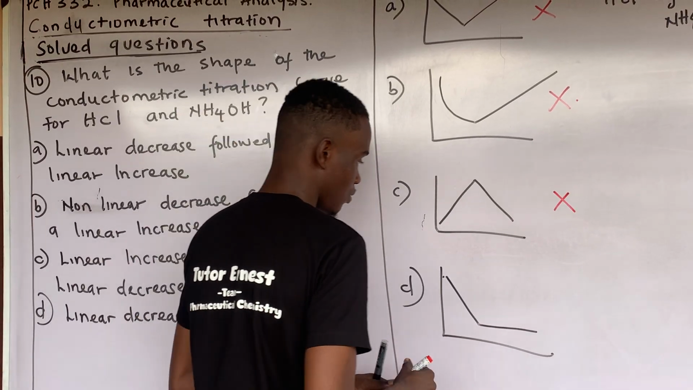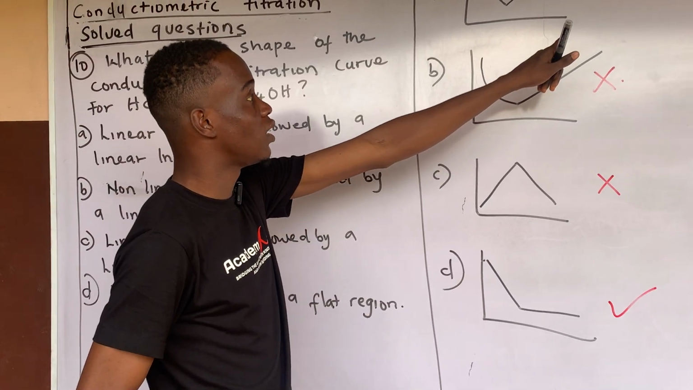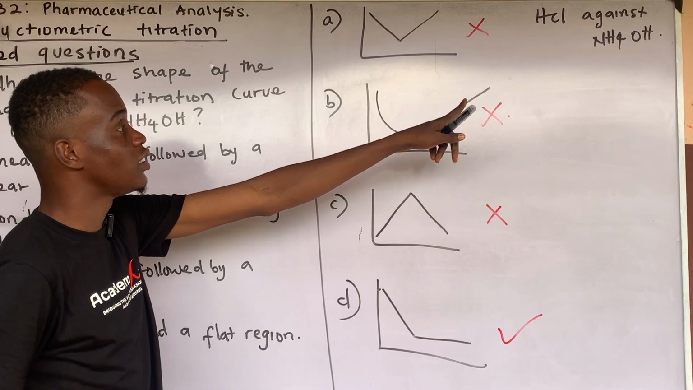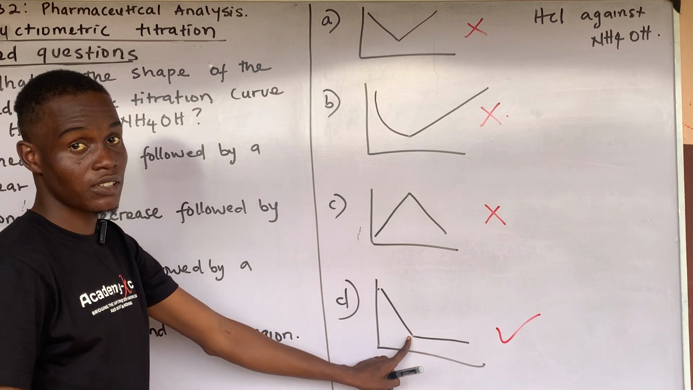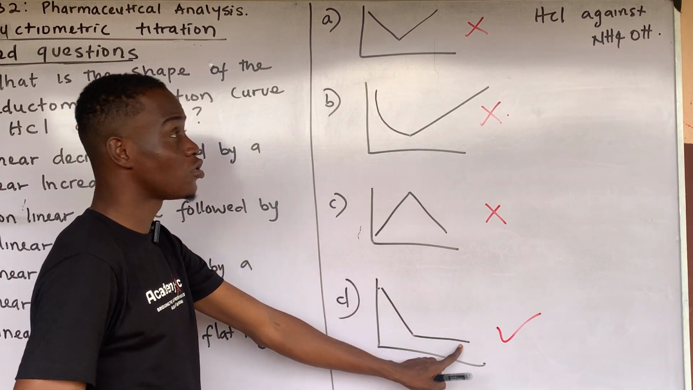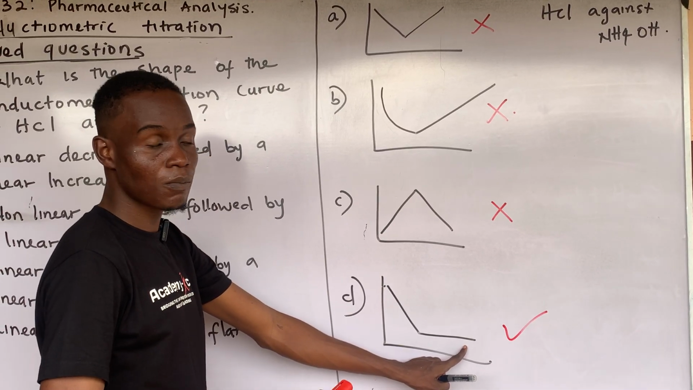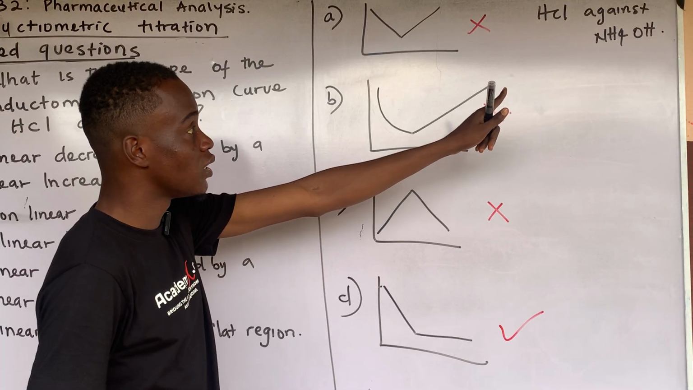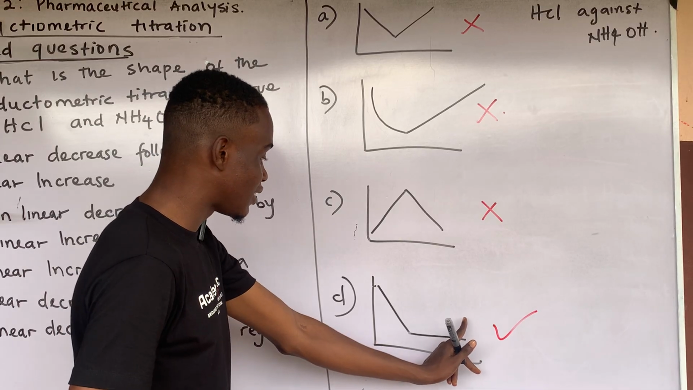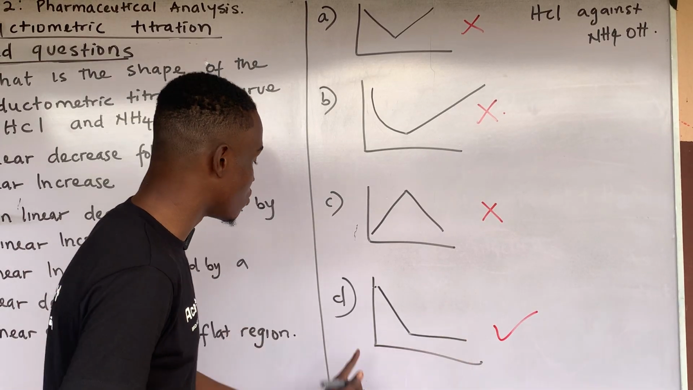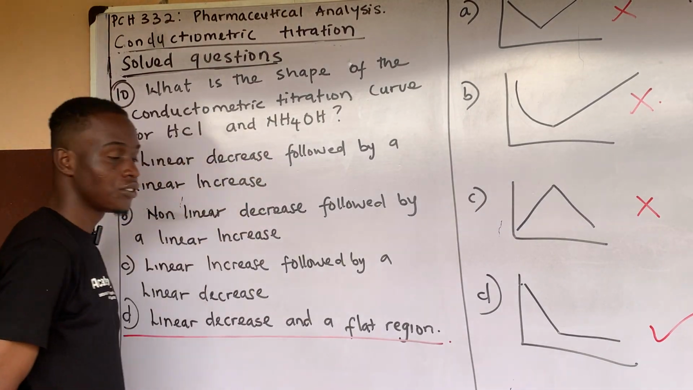Now this is the best graph. The linear decrease is due to the hydrogen ion being substituted by the ammonium ion. Then it gets to the equivalence point, where the hydrogen ion has been fully exhausted. Then this flat region occurs due to the common ion effect of the NH4Cl and NH4OH in the reaction, limiting the dissociation of OH in the reaction, causing a flat or slightly increased region after the equivalence point. So the best answer is a linear decrease followed by a flat region. Thank you.